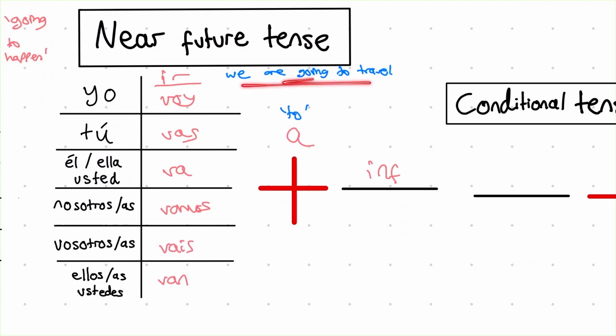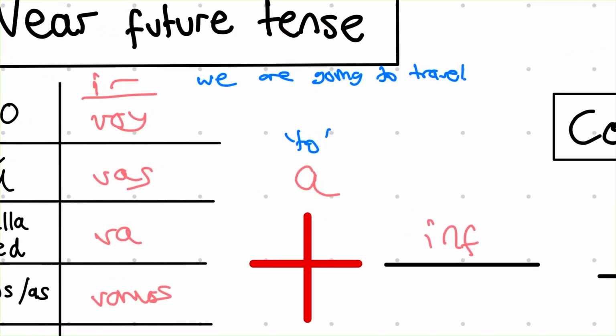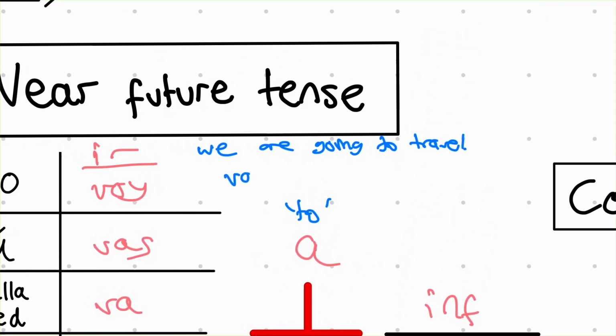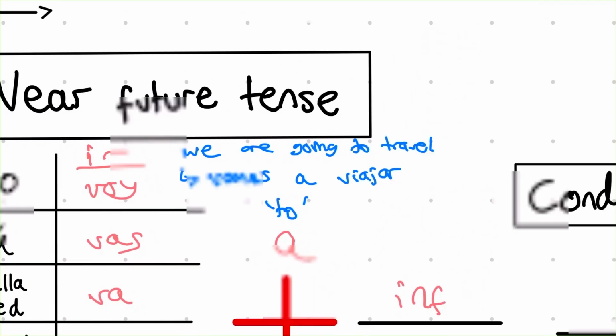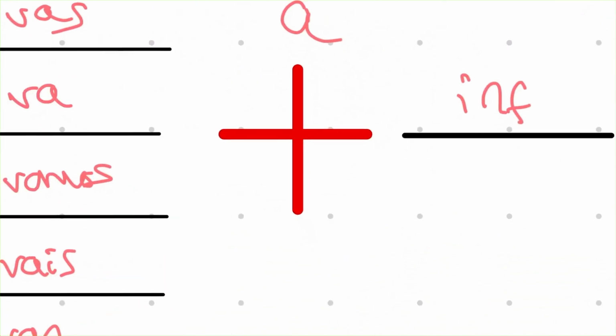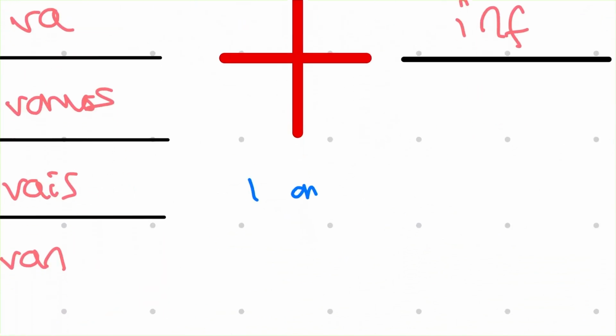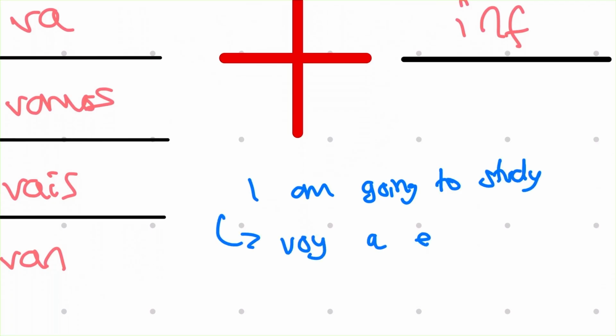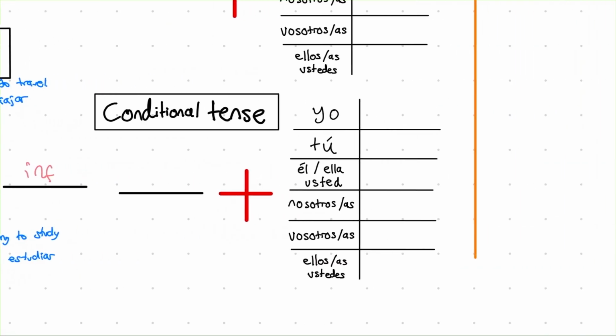To say we are going to travel, so we are going, that's going to be covered by vamos. Vamos a, and then viajar is that word travel, is the infinitive form, so it ends in that ar. So we are going to travel, three words, vamos a viajar. To practice with another one, I am going to study is voy a estudiar. Okay, easy as that. Let's move to the future tense next.